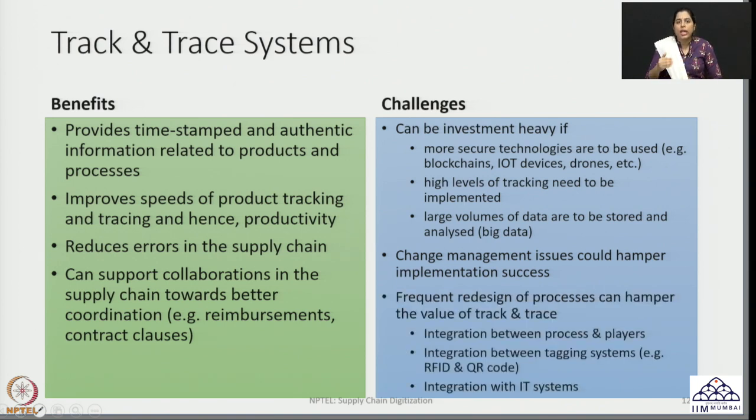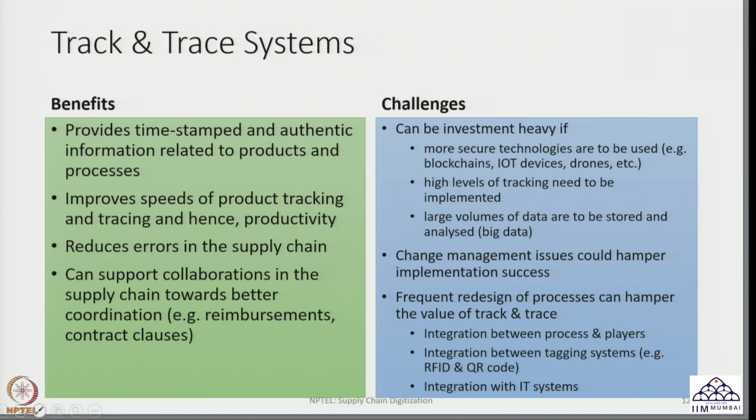Since the technology keeps changing and moving, one of the things that could happen is the management could think of redesigning the system every now and then. And if this is going to happen, it is going to really hamper the value of track and trace systems, because every time you change the track and trace system to a new system, simply changing from barcodes to QR codes, for example, first, you need to see whether the process as well as the players are getting integrated with this new track and trace system.